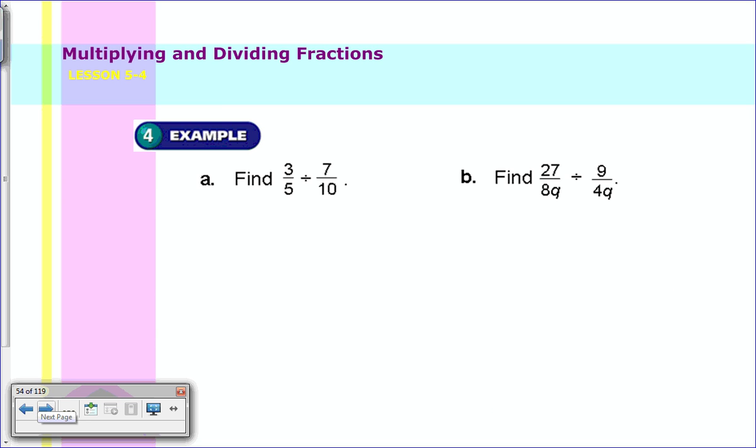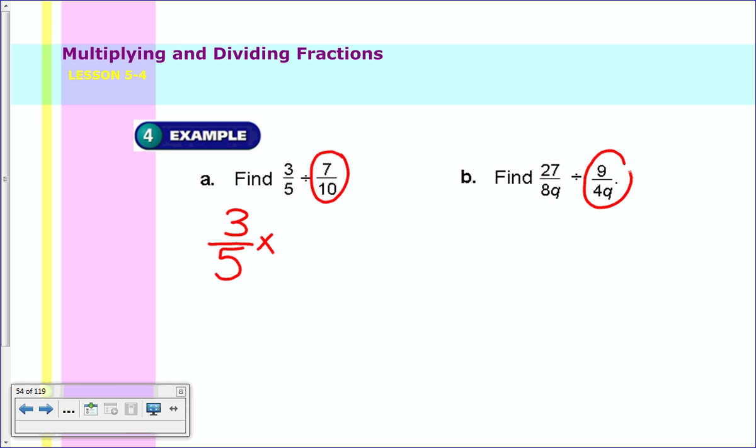So here we have 3/5 divided by 7/10. How you do this is leave the first fraction alone. Then you change the division to a multiplication and you flip the second one. So here I'm going to flip 7/10 using the reciprocal of 10/7. And I can multiply.